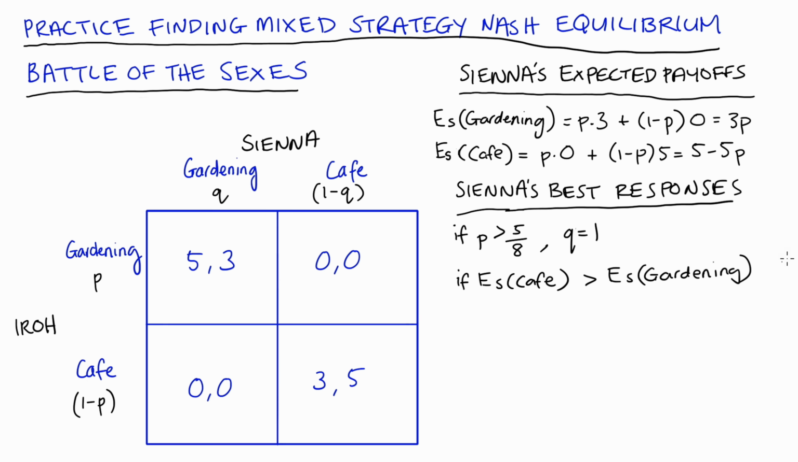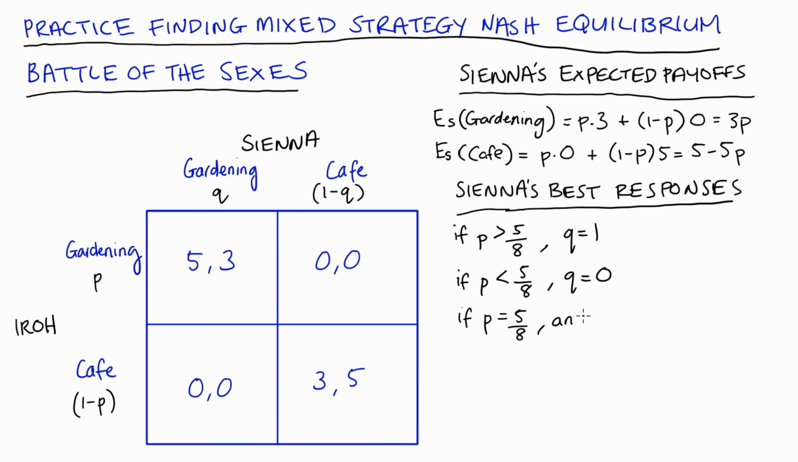We can think about the opposite situation. If Sienna's expected payoff of playing cafe is greater than the expected payoff of playing gardening, then Sienna's best response is to play cafe as a pure strategy, so set Q is equal to 0. Substituting in, this condition reduces to if 5 minus 5P is greater than 3P. Adding 5P to both sides, we get 5 greater than 8P. Dividing both sides by 8, we get if P is less than 5 over 8, Sienna's best response is to play Q is equal to 0. So we have the greater than condition, the less than condition, and at the equality, that's when our expectations will be equal. This is where any Q is going to be a best response for Sienna.